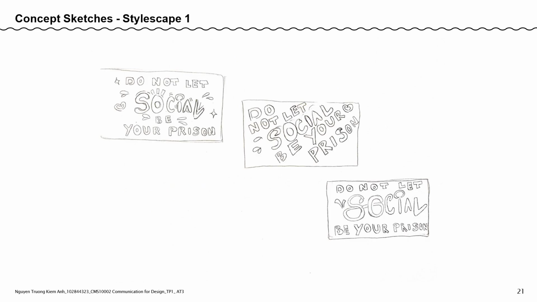Here are some of my concept sketches for the first stylescape. Based on my mind map, I did some sketches for the first one, with the words "Don't let social be your prison," meaning people with anxiety often find difficulty in doing social activities and are often scared when something goes wrong, just like prisoners of their own anxiety.